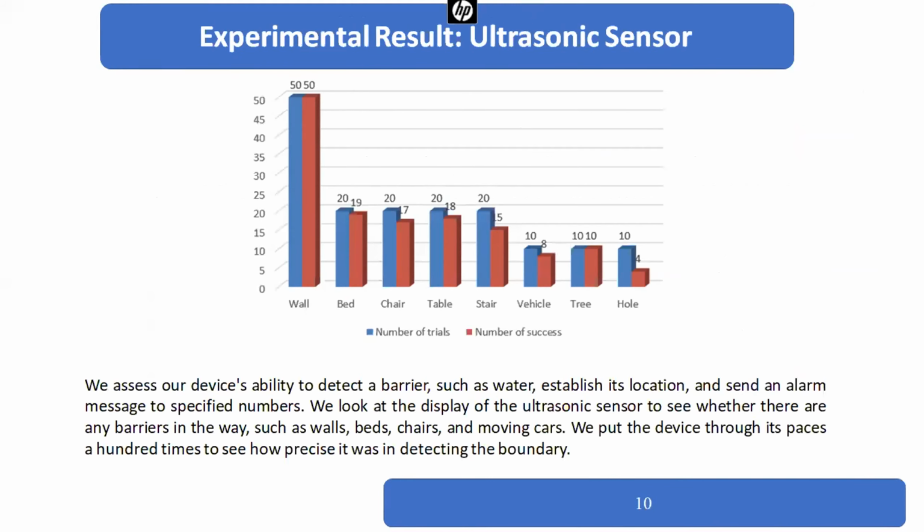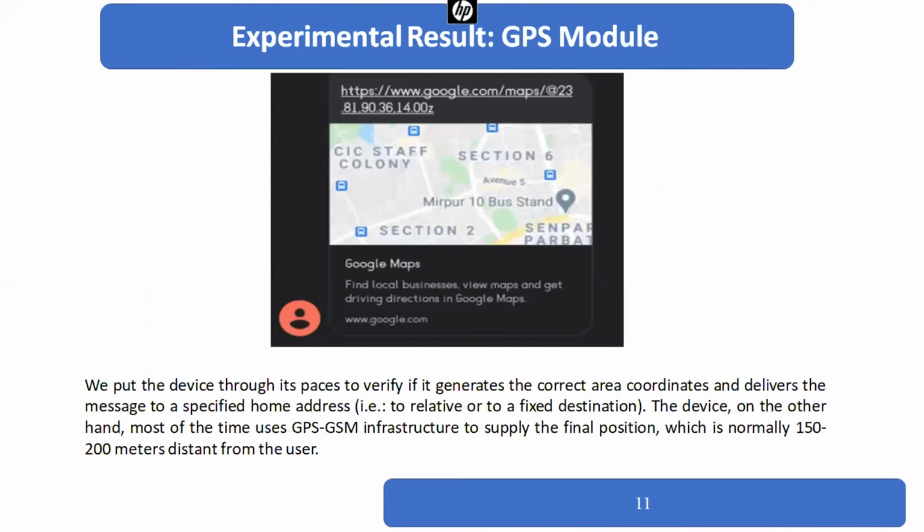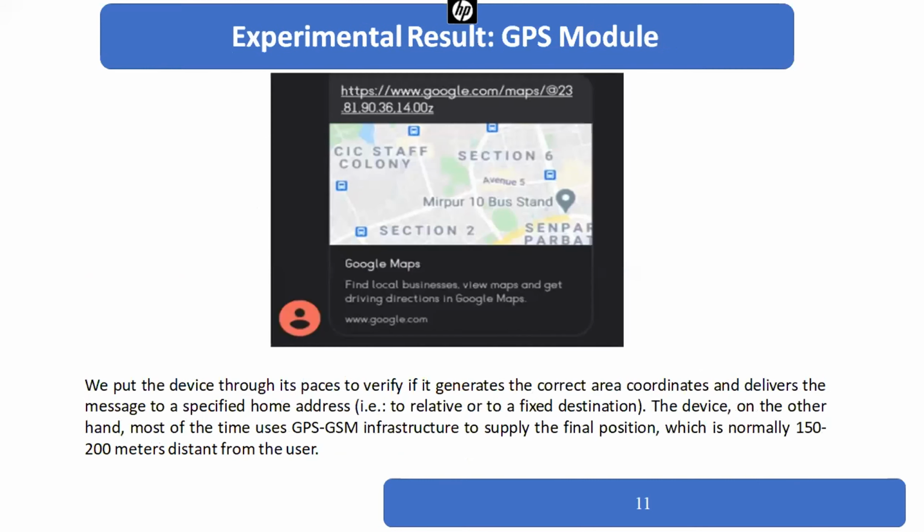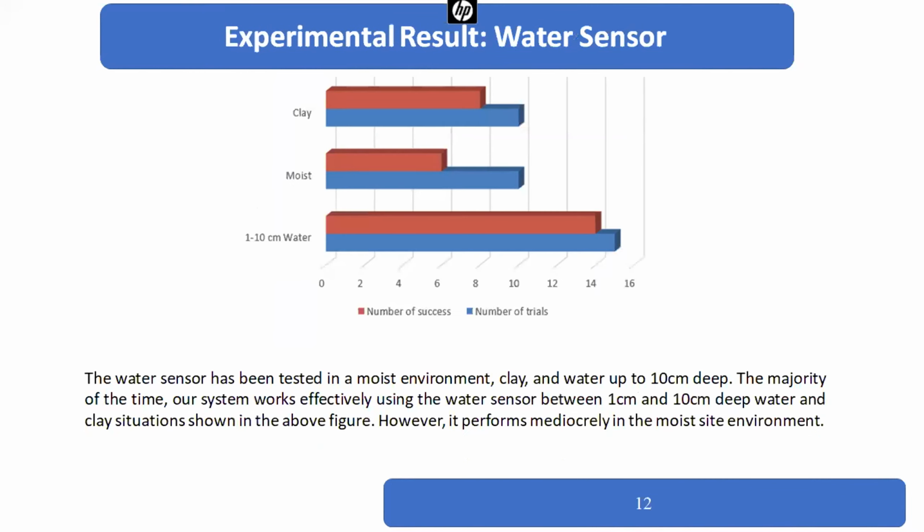Next, experimental result. Okay, ma'am. Thank you. That is our experimental result for the ultrasonic sensor. Here we test some barriers like wall, bed, and chair, and that is our result. Next, GPS module. We also tested our GPS module, which normally works at 150 or 200 meters distance from the user. It also shows an accuracy result. Next, water sensor. The water sensor is tested in 3 environments: shallow, moist, and 1 to 10 centimeter water.